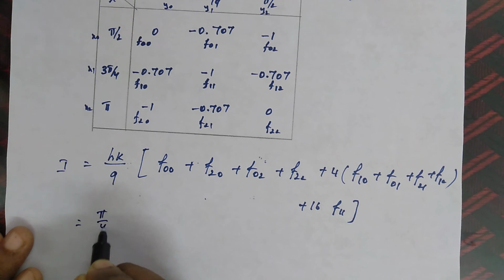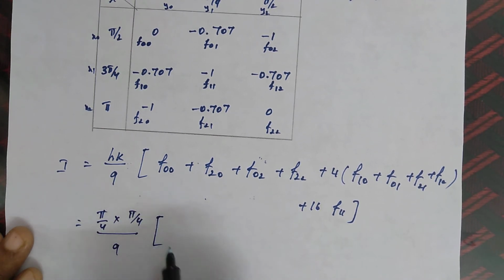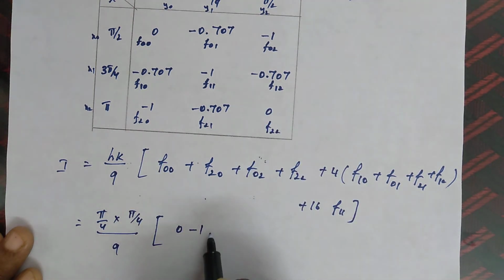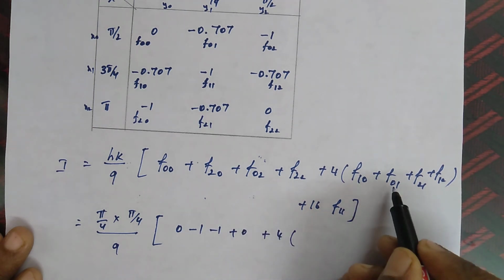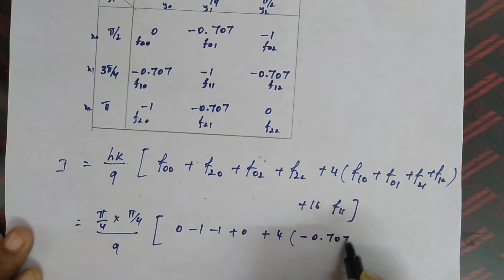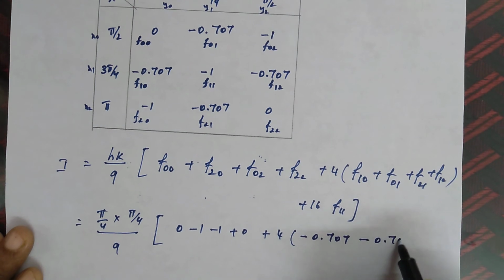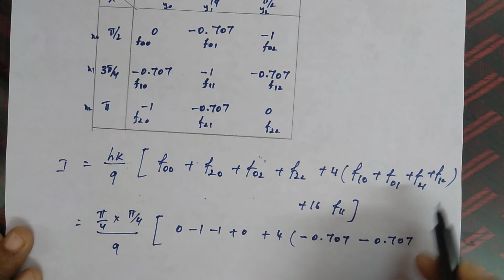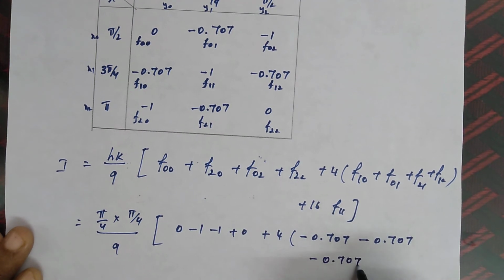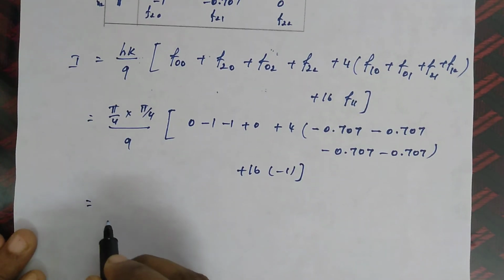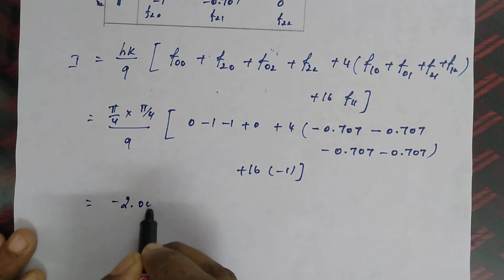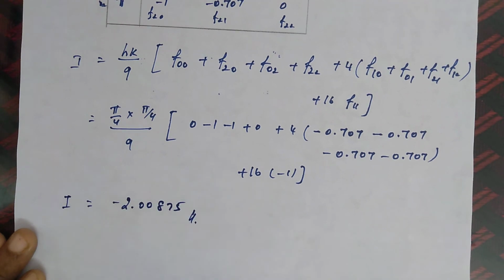What is our h and k? H is also pi by 4 and k is also pi by 4 whole divided by 9. Okay. f00 is 0 and f20 is -1. And f02, that is also -1, and f22 is 0, okay, plus 4 into f10 and f01. f10 is minus 0.707 and f01, okay, minus 0.707, okay, plus f21 and f12. f21 is minus 0.707, okay, and f12, that is also minus 0.707, plus 16 into f11. f11 is -1. So after substituting all the values using calculator, we can get the answer as minus 2.00875. So this is the required answer for the given integration.